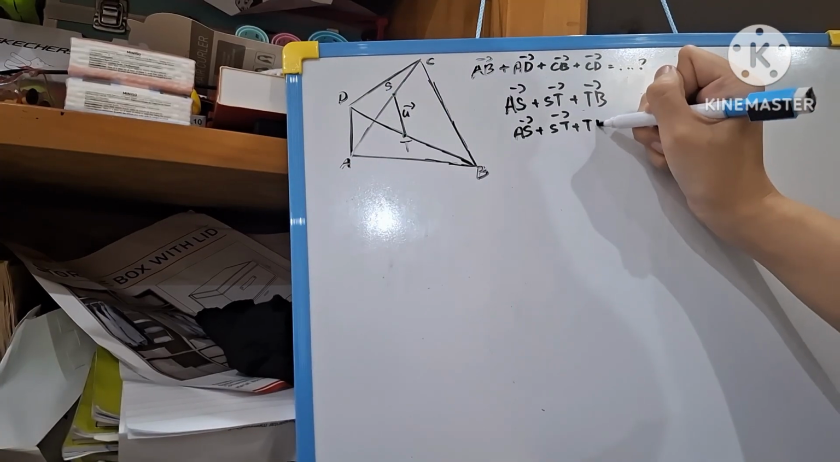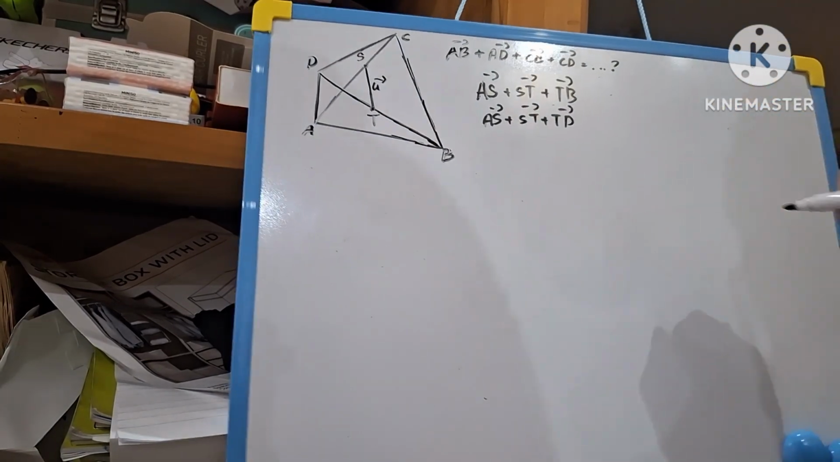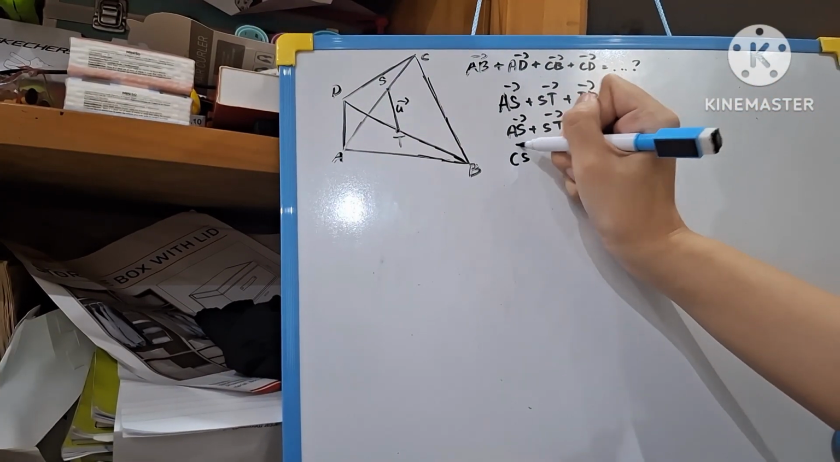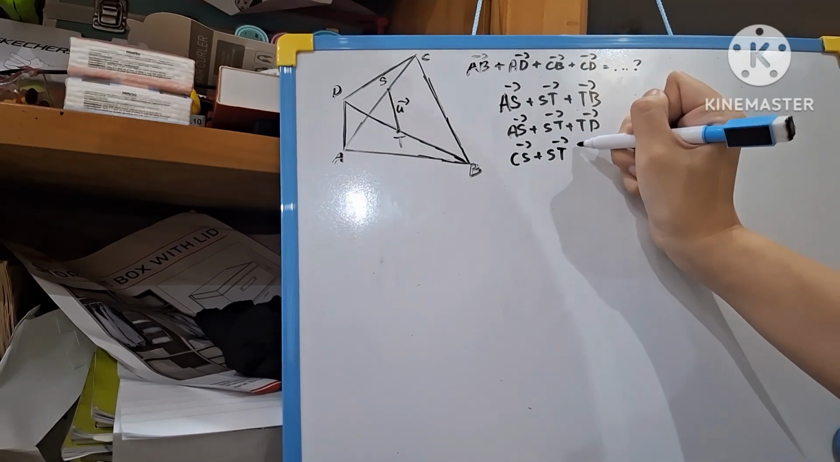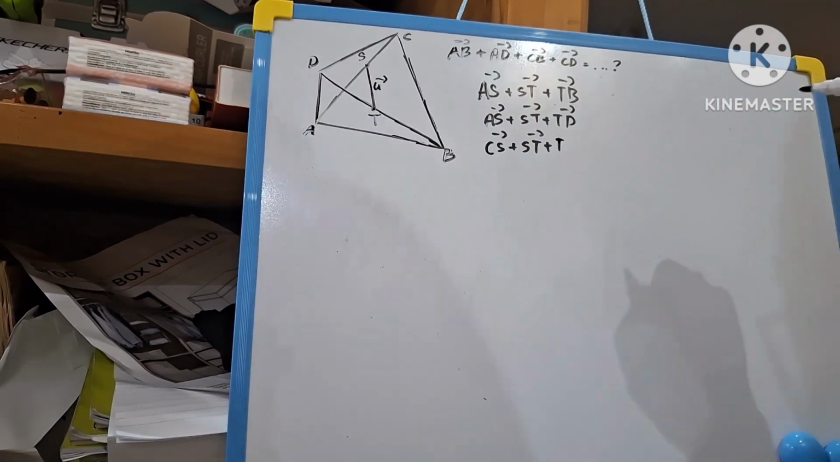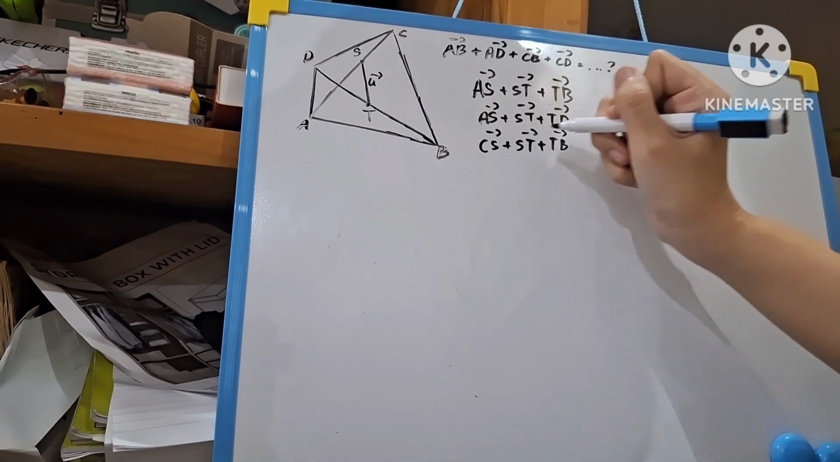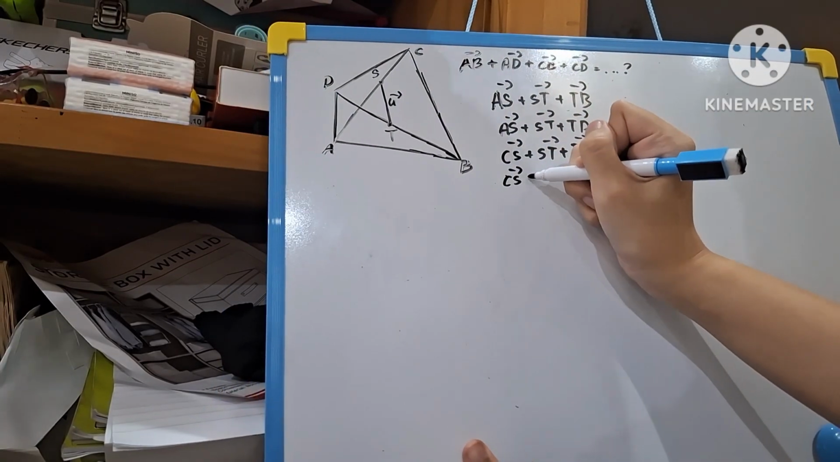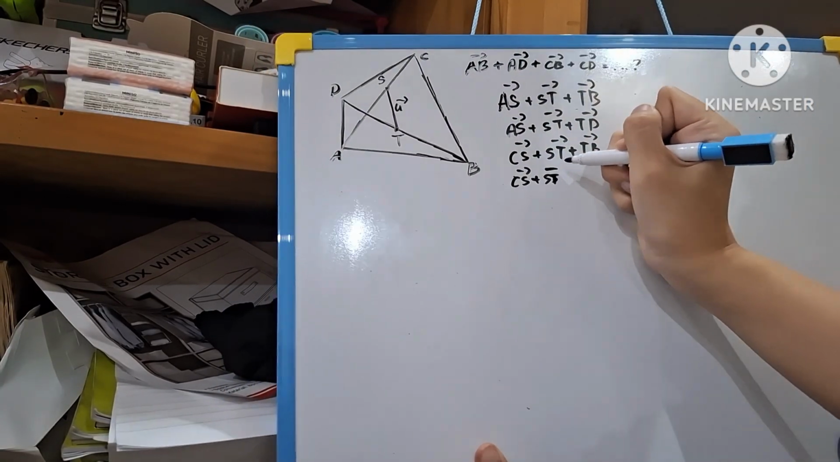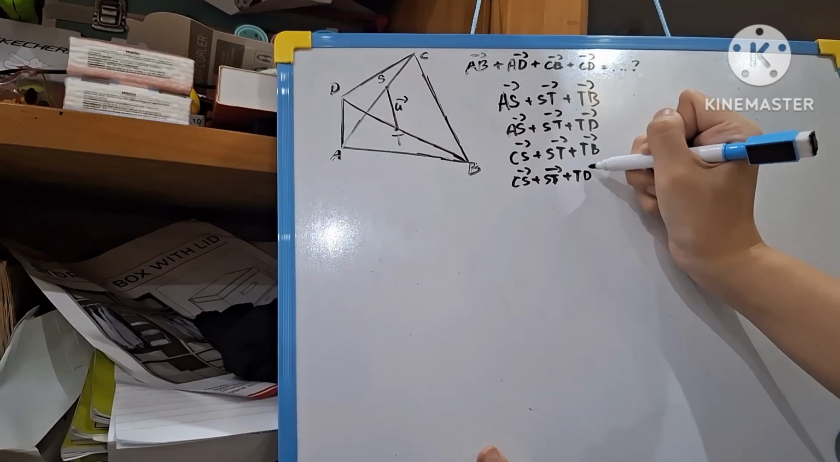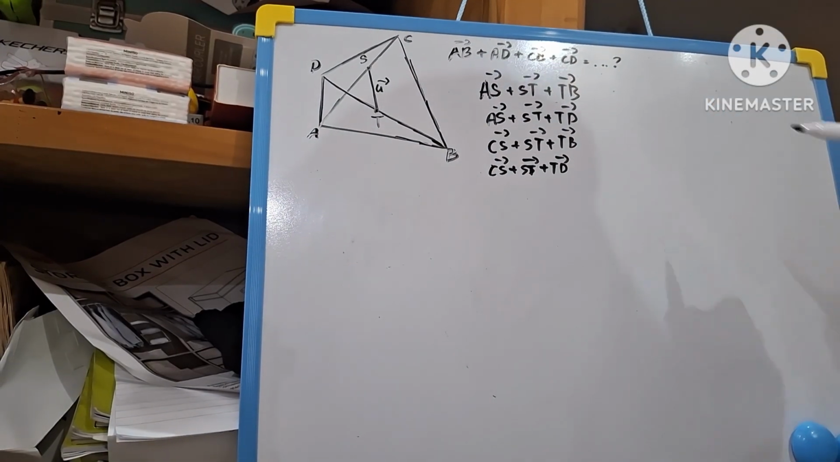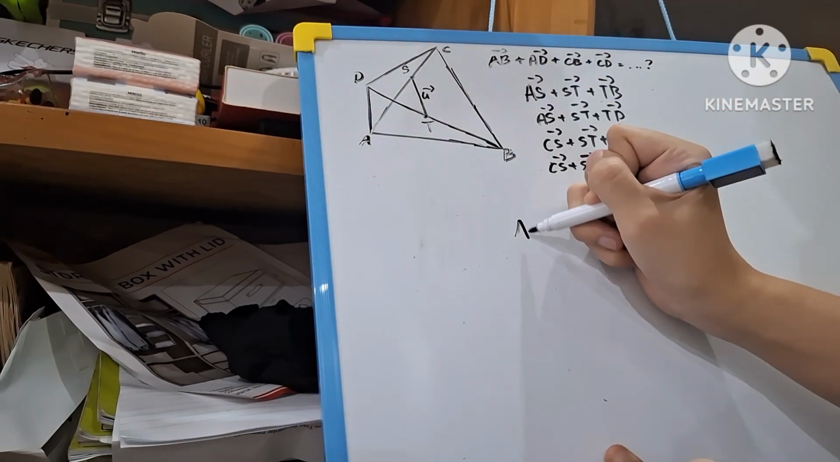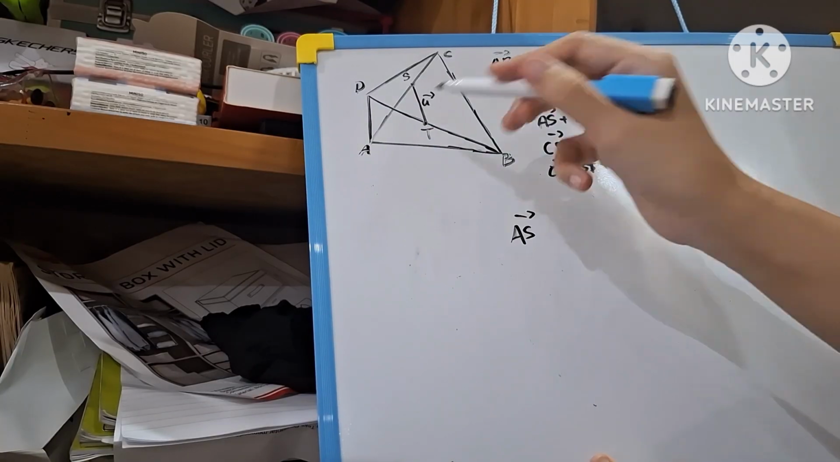If A to D, we also have to pass ST. So it becomes AS, S to T, T to D. So now CB and CD are the same way. Now we'll use an elimination system. Why? Because AC's midpoint is S. So if AS, then the value will be the same.